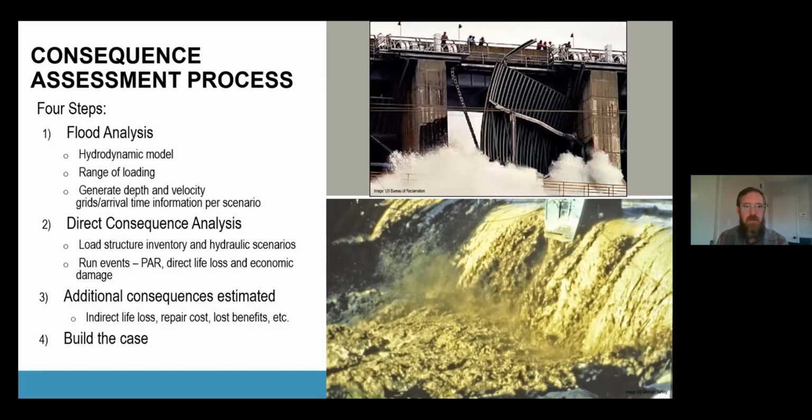And so it's important that those are developed in tandem, because what comes out of that flood analysis is arrival times and depths and velocities that are used in the consequence model. The second piece then is the direct consequence analysis, which is the subject of our conversation today. And after that is additional consequences that may need to be estimated. Like I mentioned before, indirect life loss. You may also want to look at lost benefits from a damaged structure or repair cost. And the final thing is really to build the case around all of this, to add discussion and context to the flood analysis and the consequences and how those came to be.